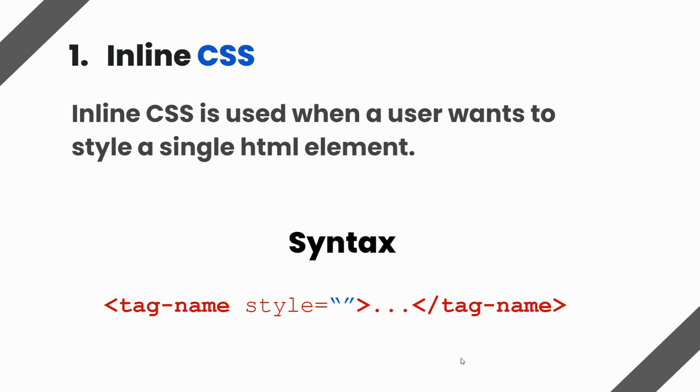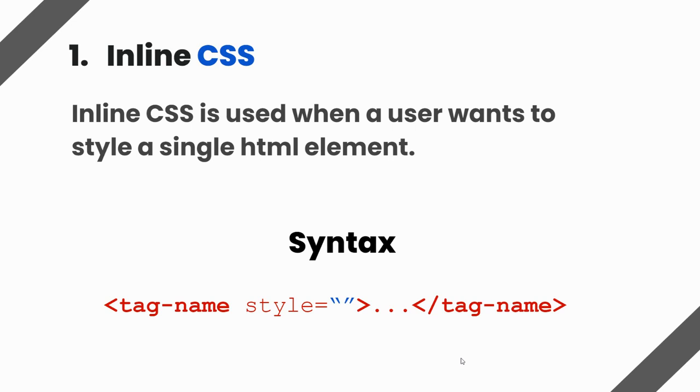So first, we have the inline CSS method. Inline CSS is used when a user wants to style a single HTML element. This inline CSS is one of the methods of styling in CSS, but it doesn't really give you the power to style multiple elements at the same time. So this particular method is majorly for styling a single HTML element.